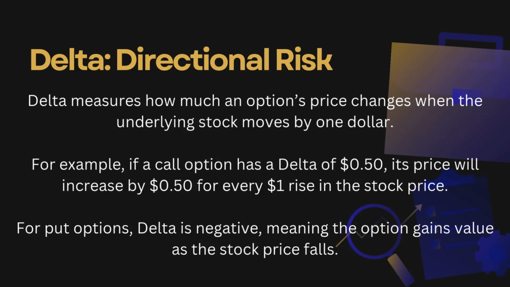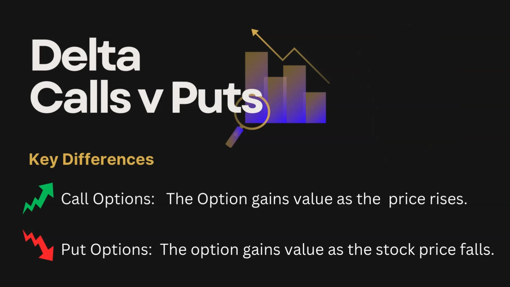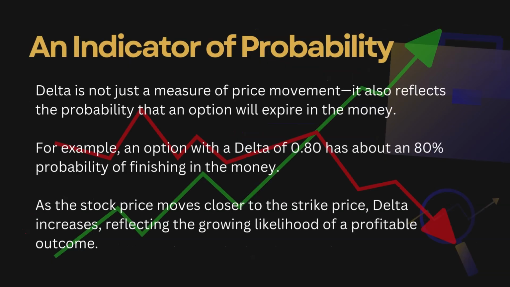For put options, delta is negative, meaning the option gains value as the stock price falls. Example, a put option with a delta of negative 50 cents will gain 50 cents in value for every $1 drop in the stock price. Delta also gives insight into probability. An option with a delta of 0.30 has roughly a 30% chance of expiring in the money.